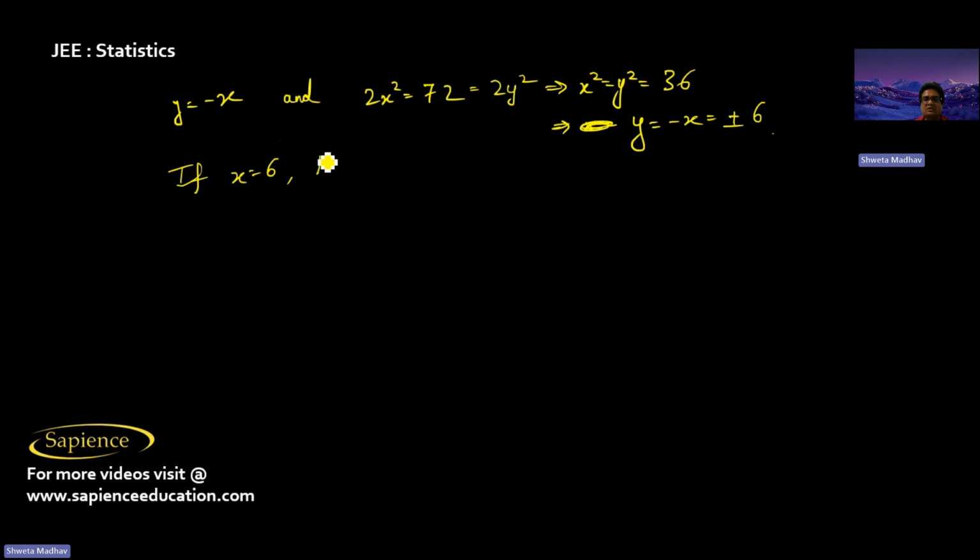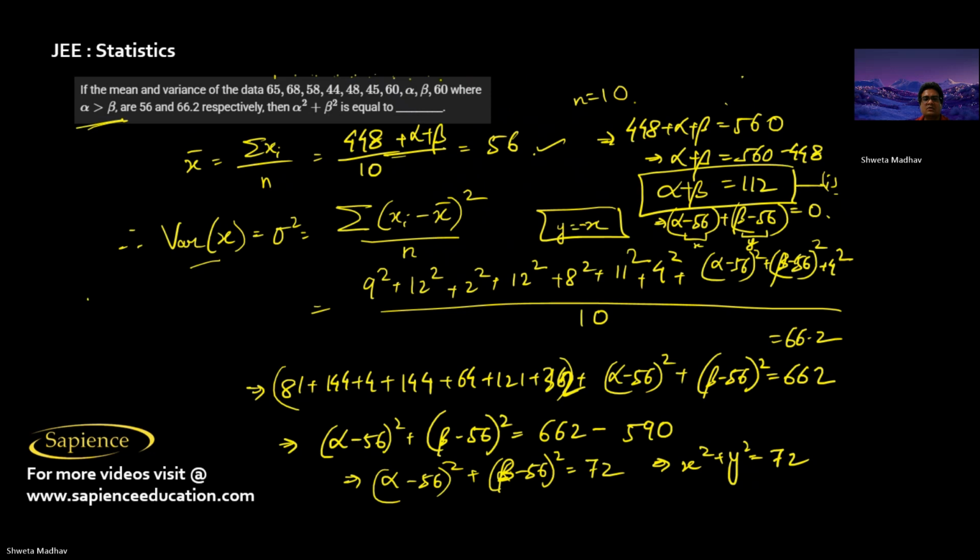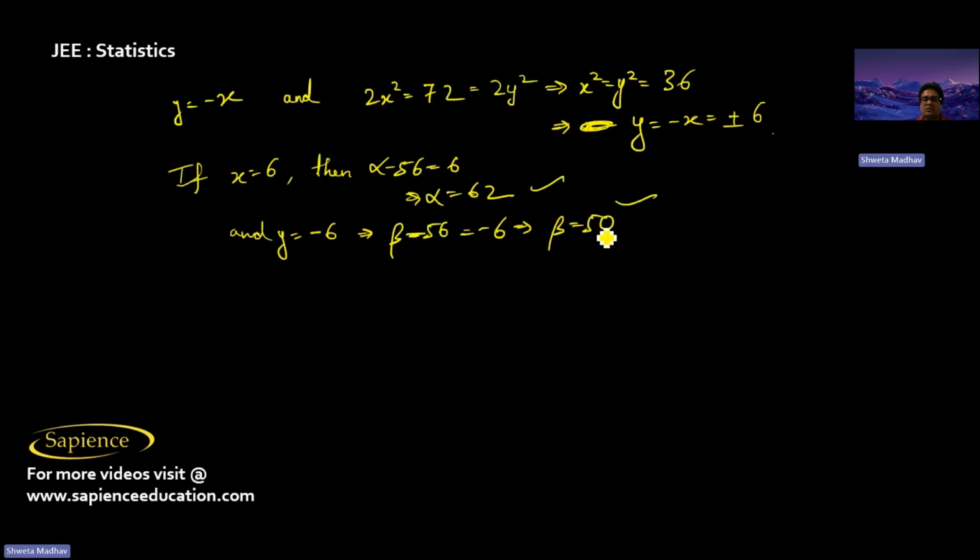Therefore, if x is 6, then alpha minus 56 is equal to 6. It means alpha will be equal to 56 plus 6, that is 62. And y will be equal to minus 6. So beta minus 56 is equal to minus 6, which means beta will be equal to 50. So this one we can take, since alpha is more than beta here.